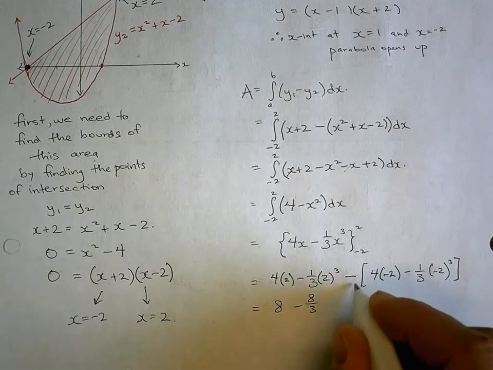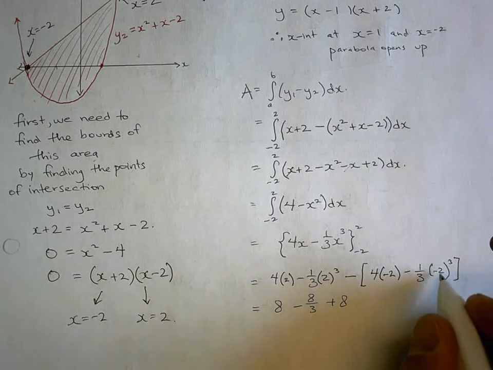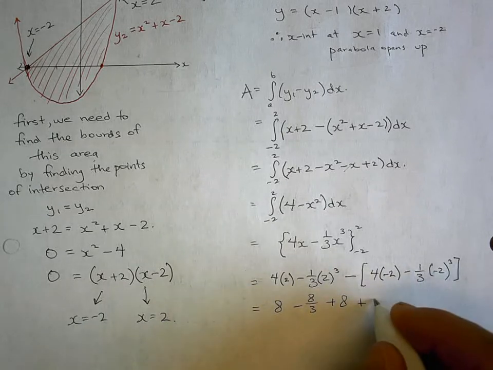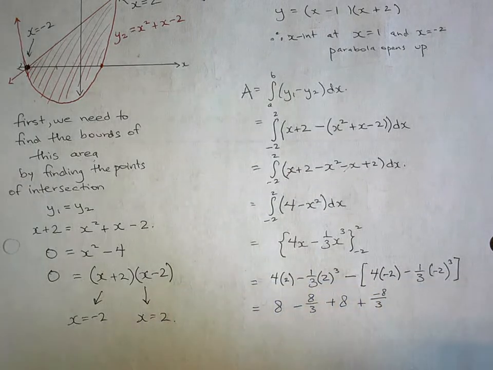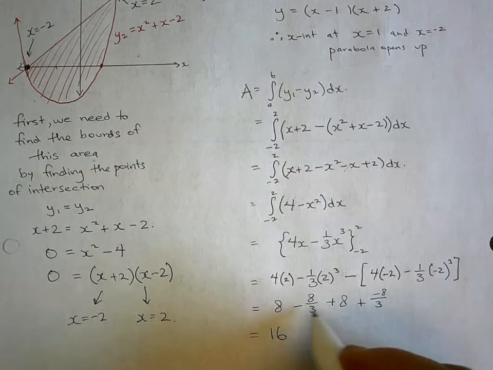So minus minus is going to be plus 8, and minus minus minus again is going to be, if you like, minus minus is plus, but then this is actually negative 8 over 3. So you end up with 8 plus 8, which gives you 16, minus 8 over 3, minus another 8 over 3, which is minus 16 over 3.